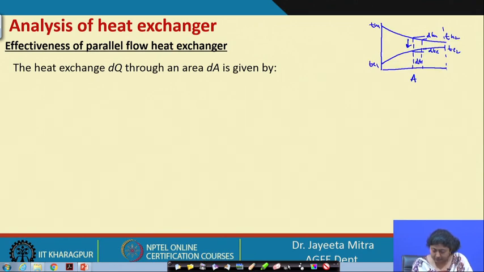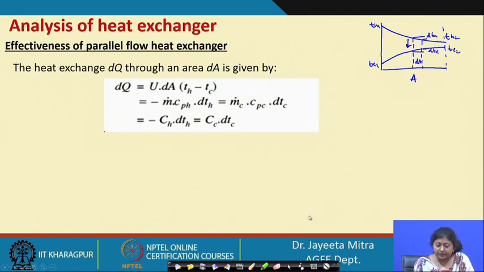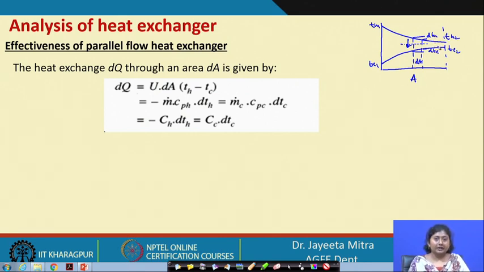So, the heat exchange will be U into dA into TH minus TC. U is the overall heat transfer coefficient. As I mentioned, there will be a surface through which these two fluids are exchanging heat, because heat exchange always happens through a surface in a heat exchanger. So, overall heat transfer coefficient U is based on the conductivity of the surface and the convective heat transfer coefficients on both the hot fluid and cold fluid side, or fouling, whatever may be there.